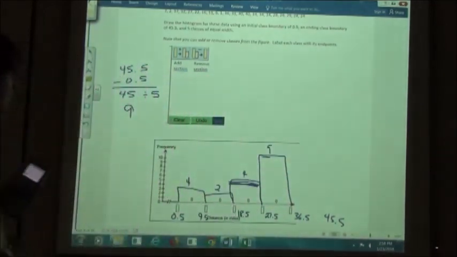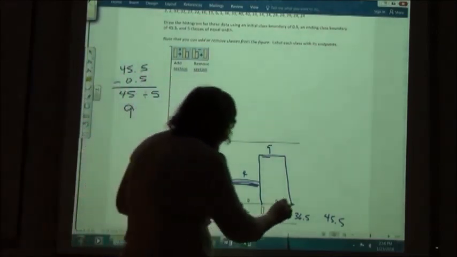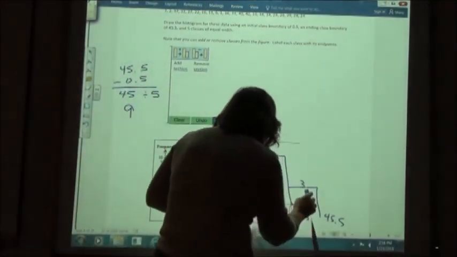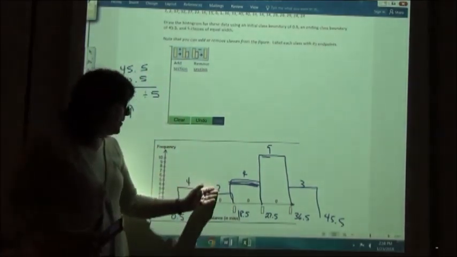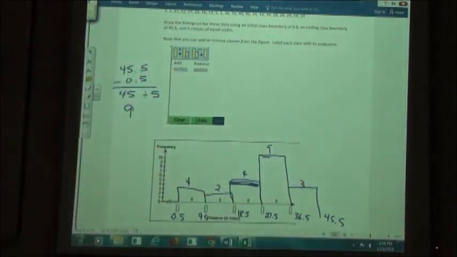And then we are going to go from 36.5 to 45.5. In other words, from 37 to 45. 3. If I take my 4 plus my 2 plus my 4 plus my 9 plus my 3, it should add up to the 22 values. I always like to double check to make sure.